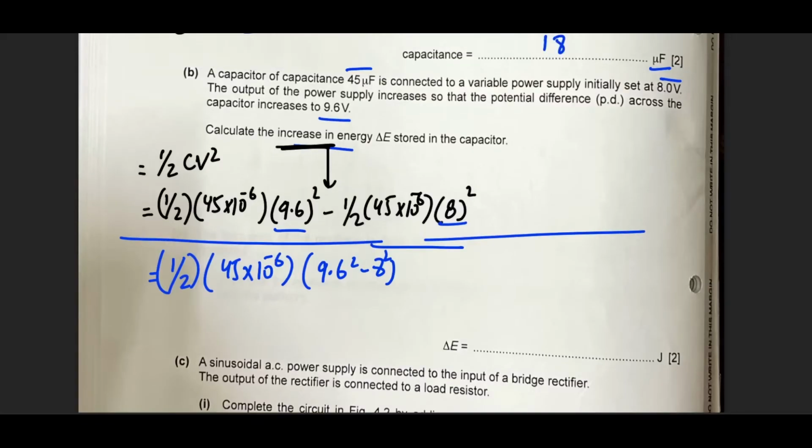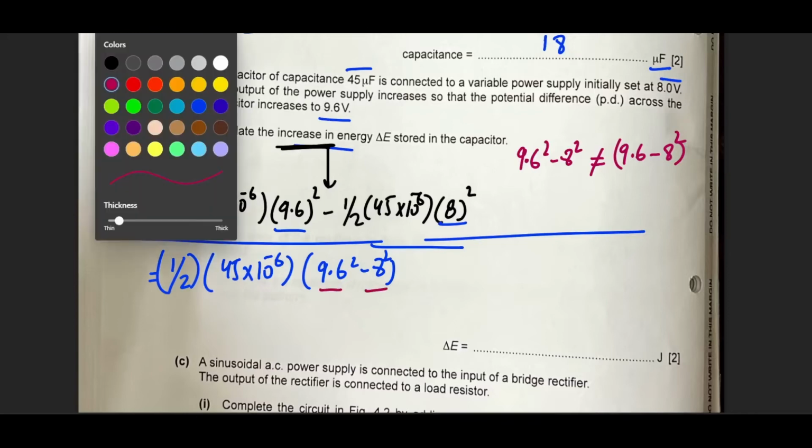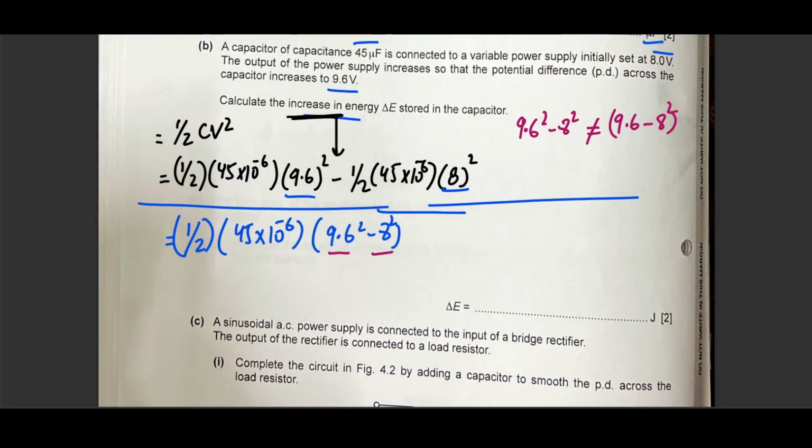Please be advised that in these questions, 9.6 square minus 8 square is not equal to 9.6 minus 8 whole square. This is a basic maths error that you do. That's why I've written them down again. Please don't do this mistake. So if you have understood how to avoid this mistake, then the final answer of this whole scenario will come out as 6.3 into 10 raised to the power minus 4 joules, which you can write down over here.